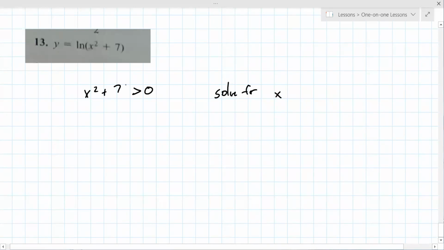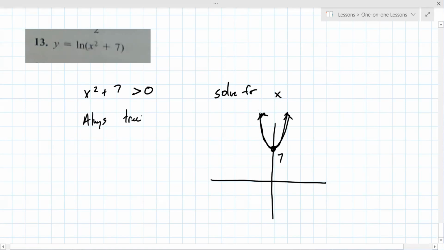Do you remember what the graph of x squared plus 7 looks like, roughly? Yeah, it's a parabola that goes up, like 7. Is it ever less than 0, this graph here? No. So this is always true. x squared plus 7 is always greater than 0 because no matter what you put in for x, when you square it, if it's negative, it becomes positive, and if it's positive, it stays positive. If you're adding 7 to any of those things, it's always bigger than 0. So it's always true for all x. That means it's everything. Oh, it's everything? Yes.